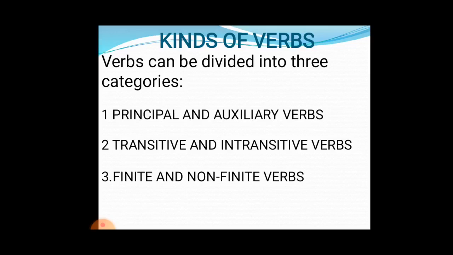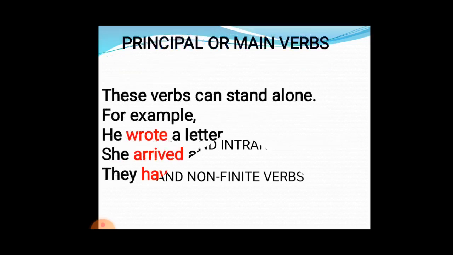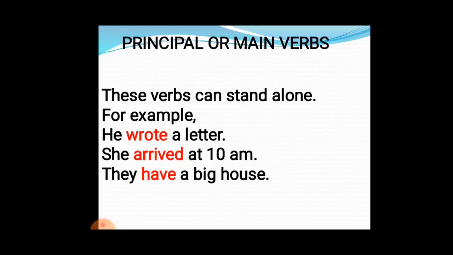Now let's see the different kinds of verbs. So verbs can be divided into three categories: principal, or we can call it main verbs, and auxiliary verbs. Second kind is transitive and intransitive verbs, and then finite and non-finite verbs. So let's take one by one. First we'll take principal or main verbs.